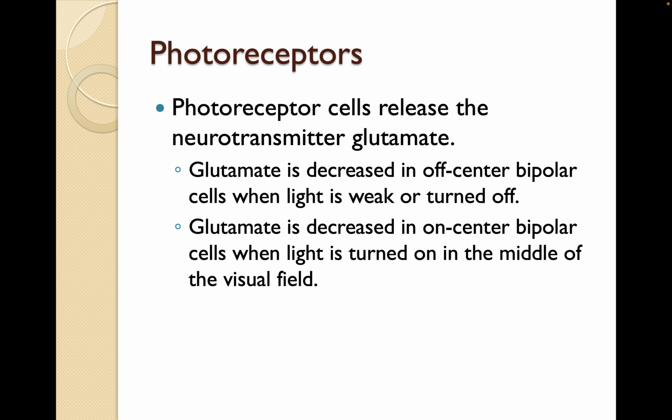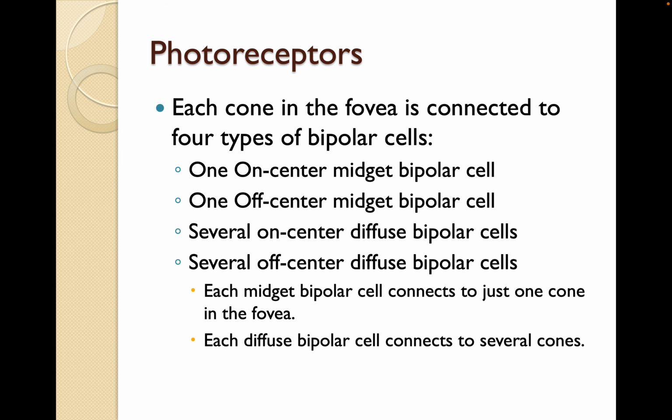Photoreceptor cells release the neurotransmitter glutamate. Glutamate is decreased in off-center bipolar cells when light is weak or turned off. Glutamate is decreased in on-center bipolar cells when light is turned on in the middle of the visual field.